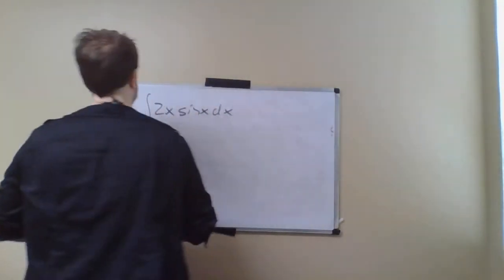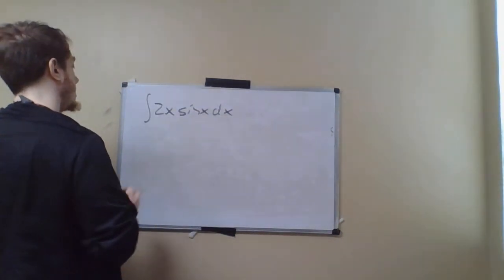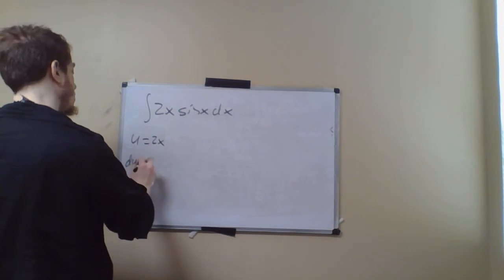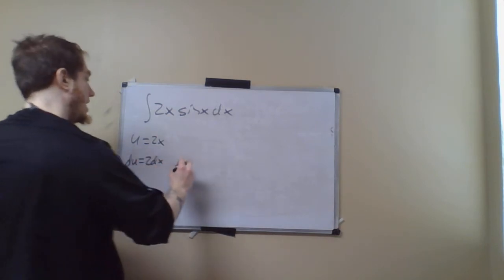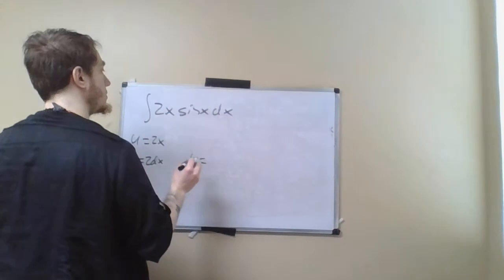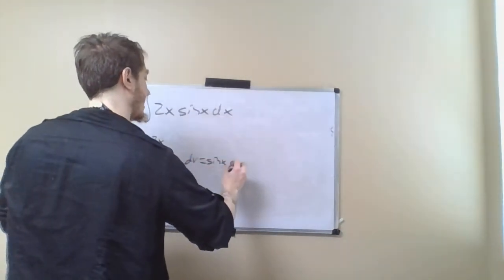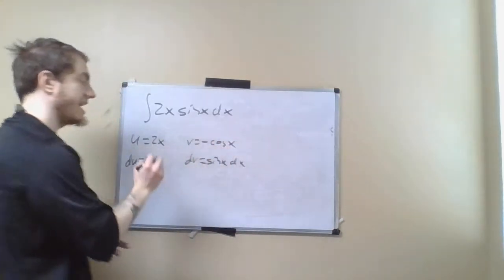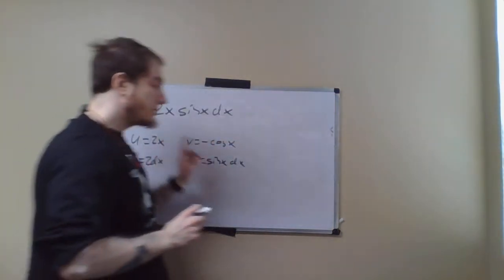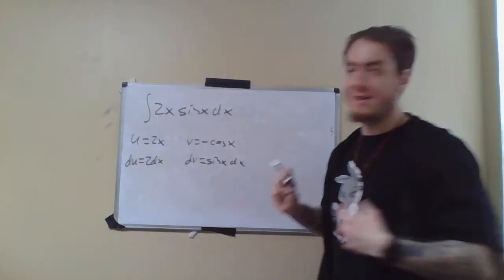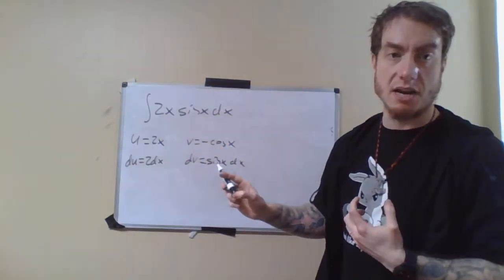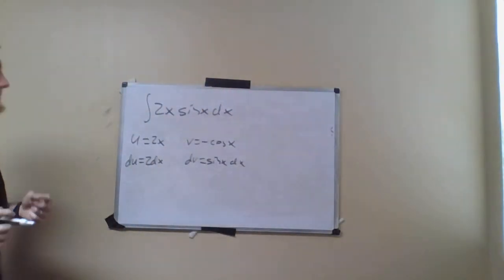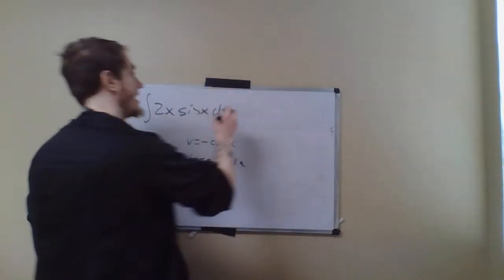All right, so what I'm going to do here is pick my u to be 2x. That makes du into 2 dx. And I will pick my dv to be sine x dx. That makes v into negative cosine x. So it's a little bit like what we did with the e to the x, except this time we've got a trig function instead of an exponential. But it's a similar kind of idea for what I'm picking. And let's see what I get when I do this.